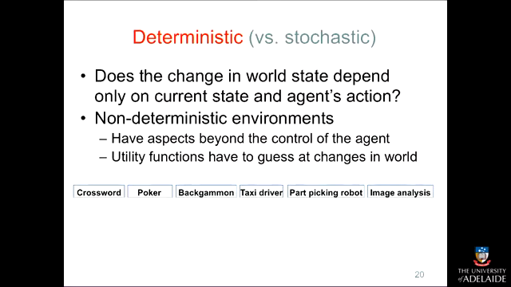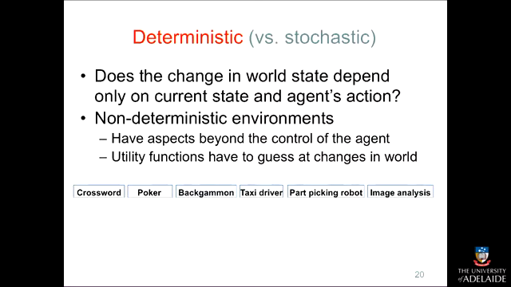Okay, so deterministic versus stochastic. What I mean by deterministic versus stochastic is, does the change in the world state depend only on the current state and the agent's action? Okay, so that would be a deterministic world, meaning the world is going to evolve in a completely predictable way based on the way the world currently is and what I do to the world.